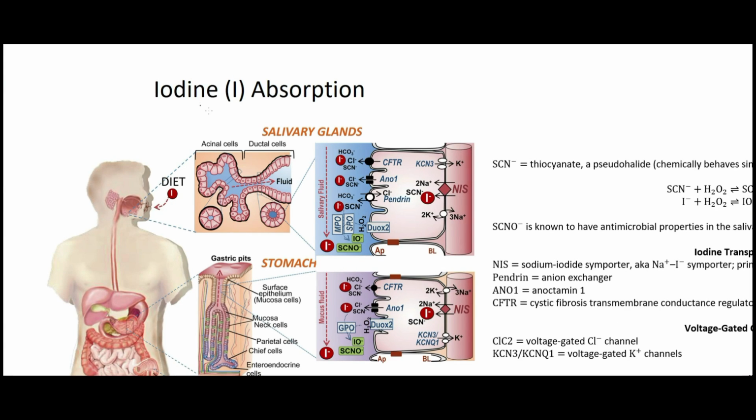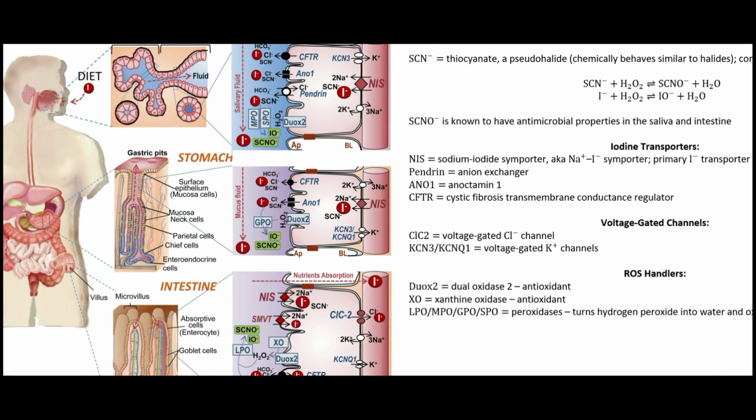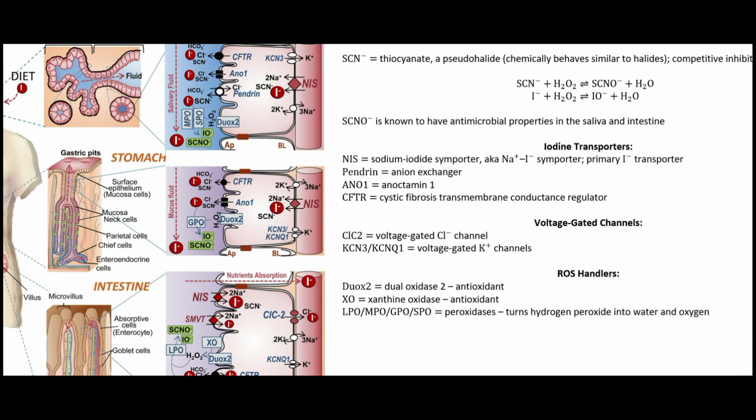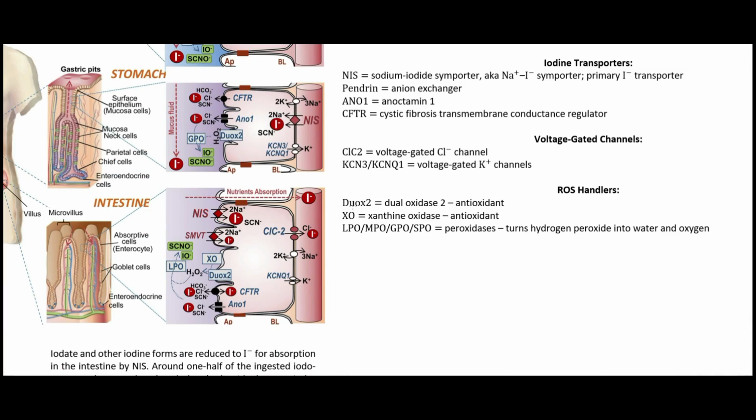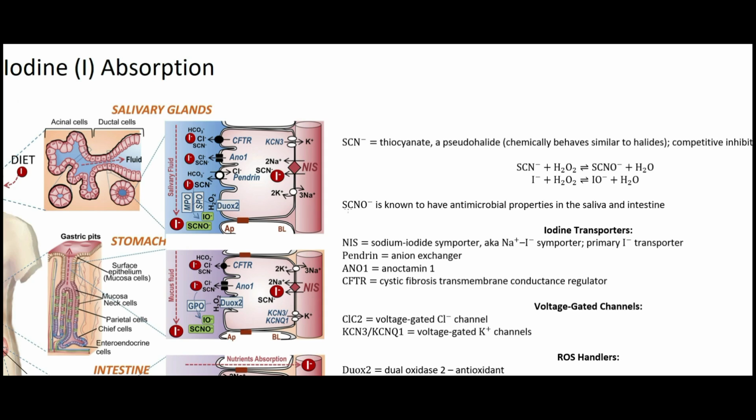In this video, I will be examining iodine absorption. Iodine, which I think is most famously known to be needed for thyroid hormones, is absorbed in the intestine. But what we actually see here is that iodine is secreted in saliva and in the stomach. Then it's in the intestine where it is taken back up.